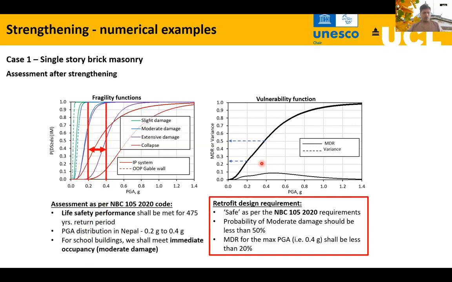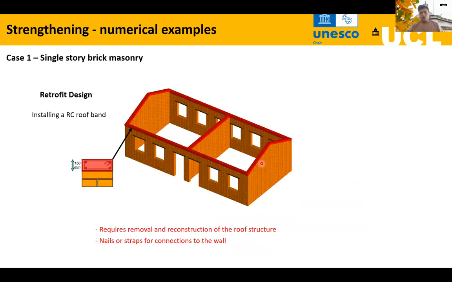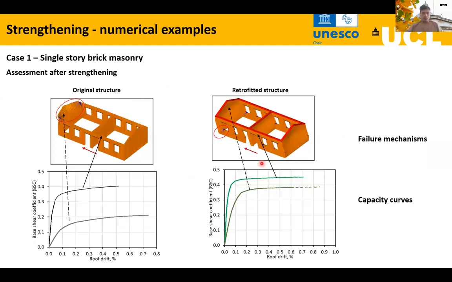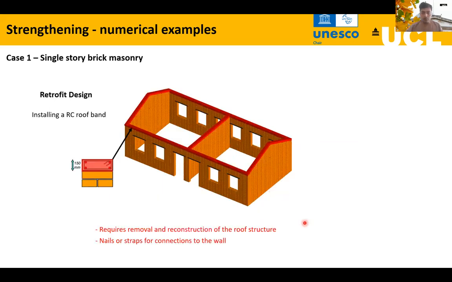So for the retrofit design, because we have to improve the box-like response, we decided to install a ring beam at the roof level, which helps bind all the walls together. This retrofit task is quite invasive because we need to remove the complete roof, and we need to rebuild it after this ring beam installation. And there is a problem of connecting the ring beam to the walls.